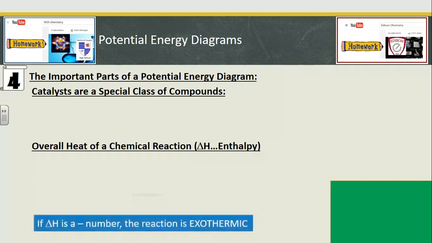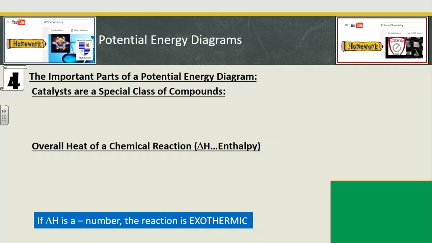Call that endothermic. If the delta H value is negative, the reaction is exothermic, meaning the products had less heat than the reactants did before. So the heat must have gotten released and it overall exited the system. Exothermic, negative value for delta H, okay?